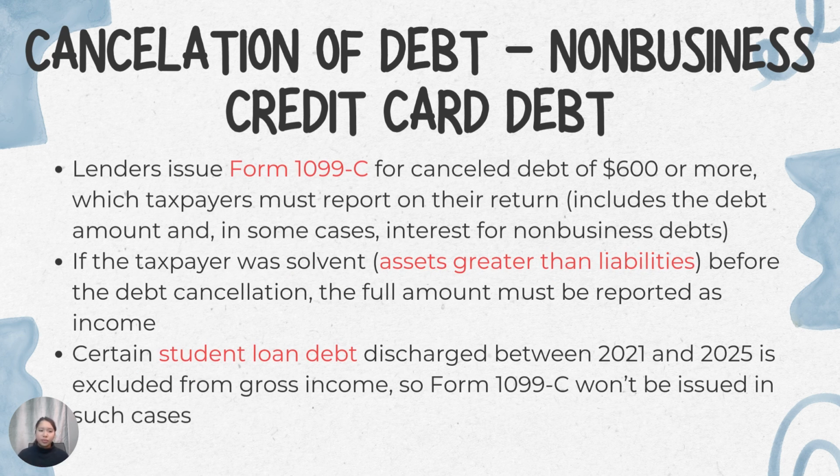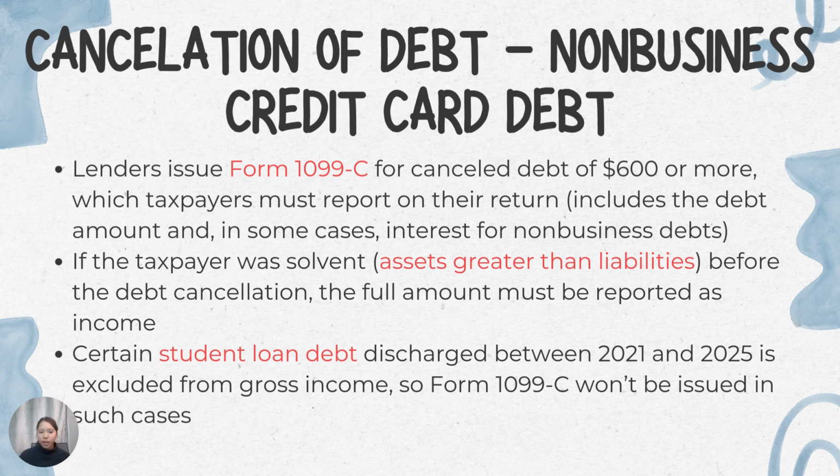Lenders usually issue Form 1099-C for canceled debt of $600 or more. In this case, taxpayers will have the document and they must report it on their tax return. So taxpayers will come in, and if you're working with a volunteer income tax assistance program site or VITA site, the VITA intern will take that form and they'll enter it into TaxSlayer on your return.